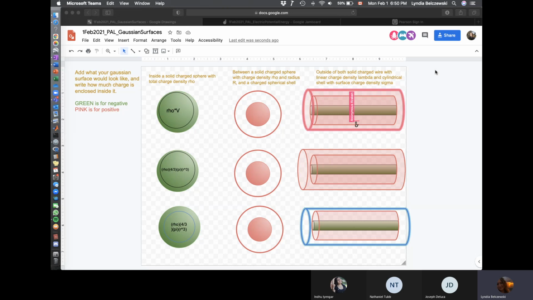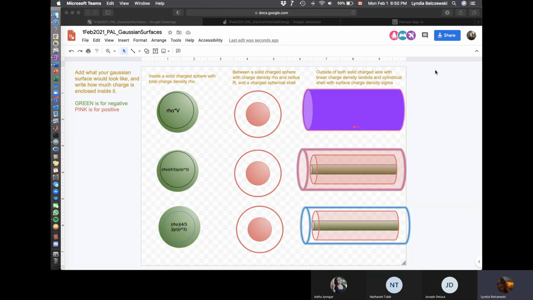Not to be super obnoxious, but can we make our Gaussian surfaces a color that is not the same as the charged cylinder? I know you just copied and pasted, but yeah, it just makes it easier to see. We appreciate it.